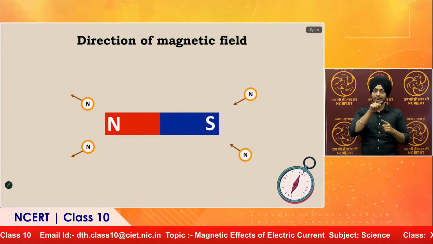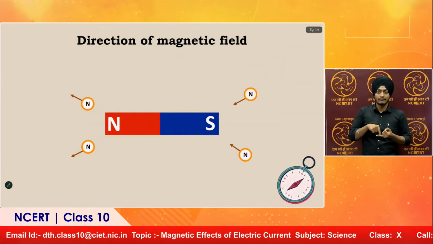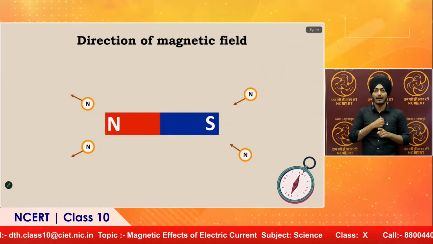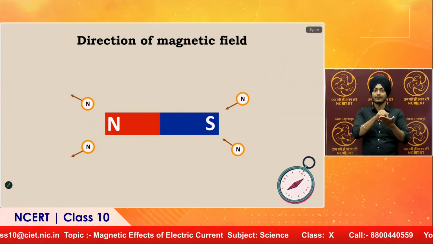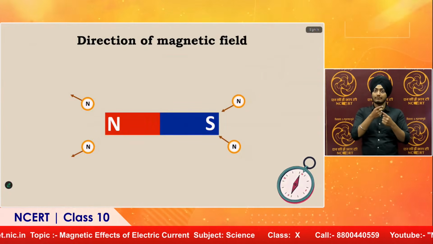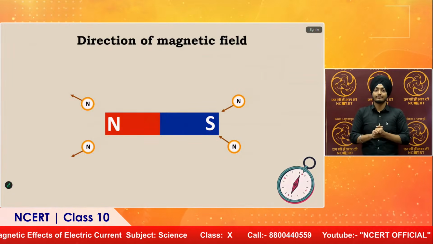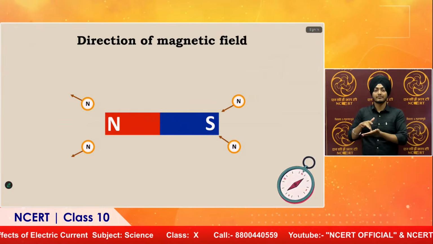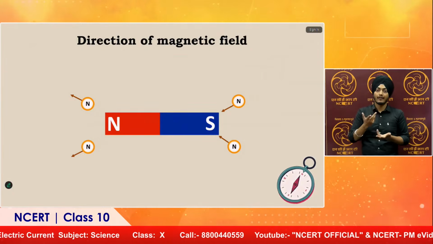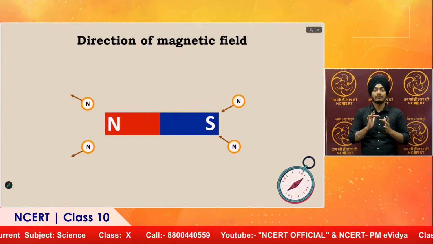In the South Pole, if you keep the same North Pole at that point, it attracts towards the south. So if you place a North Pole at any point, its behavior shows the direction of the magnetic field.